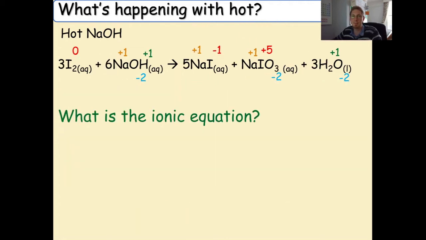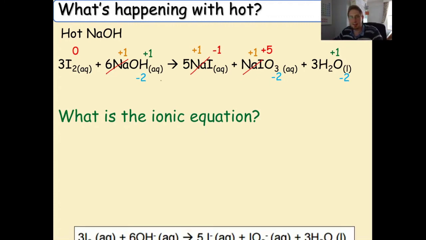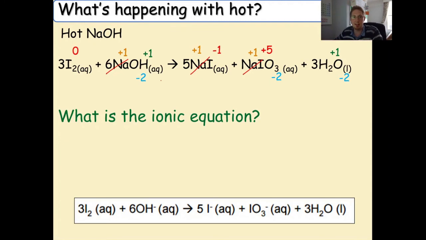There we go. If we wanted to look at the ionic equation here, well, looking for things that are the same on both sides. Clearly, the sodium ions are unchanged, but the rest of it is there. So 3 iodines, 6 hydroxides, 5 iodides, an iodate, and 3 waters. You can use your normal ionic equations that you saw last week to help you with that, or 2 weeks ago I should say, or before Easter.